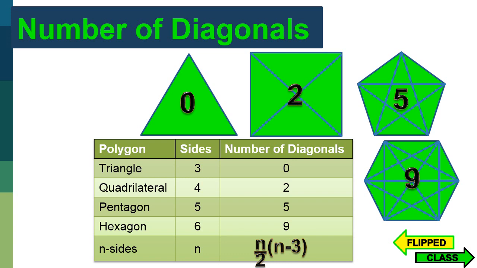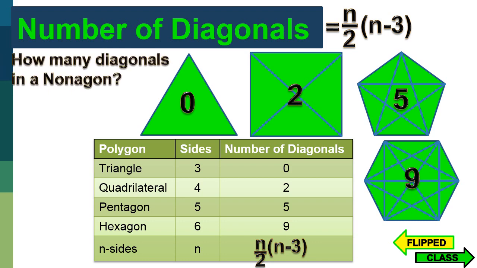When you try this formula for a hexagon, 6 divided by 2 is 3, times 6 minus 3 is 3, so you have 9. This is the formula for the number of diagonals. Try this formula for finding the number of diagonals in a nonagon. In a nonagon, you have 9 sides, and therefore you have 9 over 2 multiplied by 9 minus 3. That's 6 times 9 over 2. We have actually how many diagonals? 27. You can try to draw a nonagon and all of its diagonals and find out if there are really 27 diagonals.